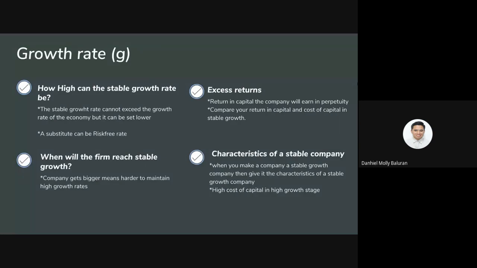So again, remember that beta is like identifying the risk. More beta means more risk. And so on.